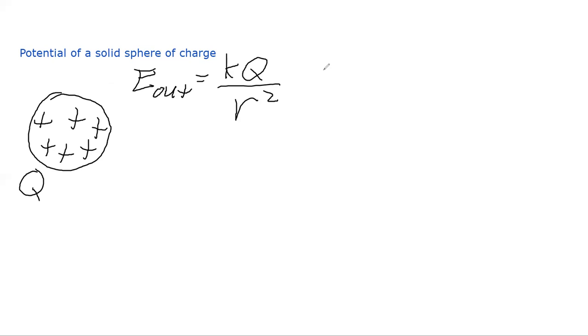Okay, now if you remember from Gauss's law, when we looked on the inside of that, we got a different equation. Gauss's law gives us the electric field on the inside: kQr over R cubed, where that capital R is the radius of the sphere.